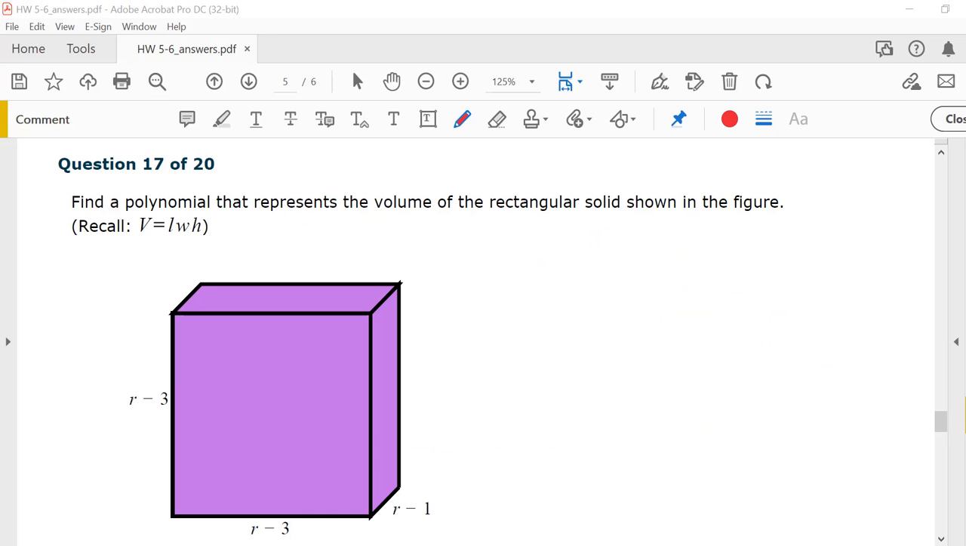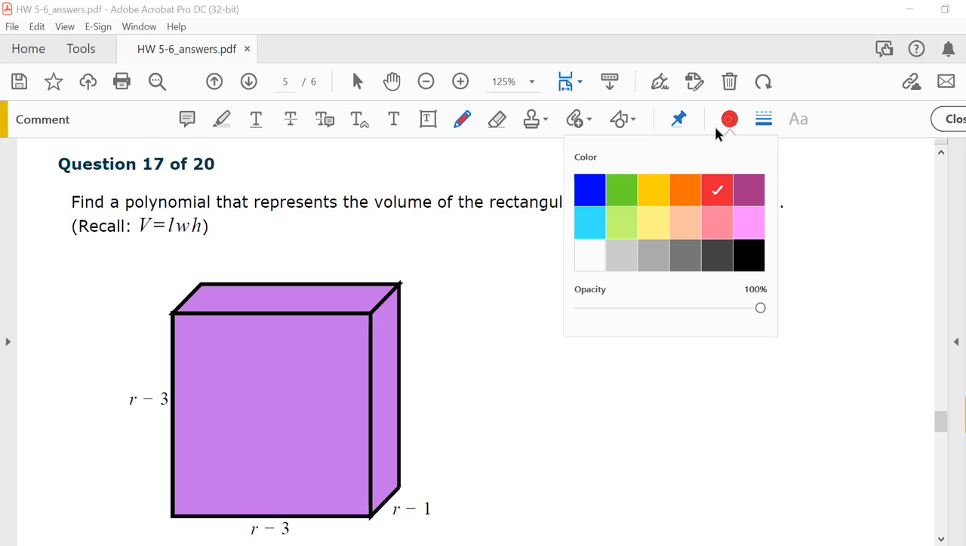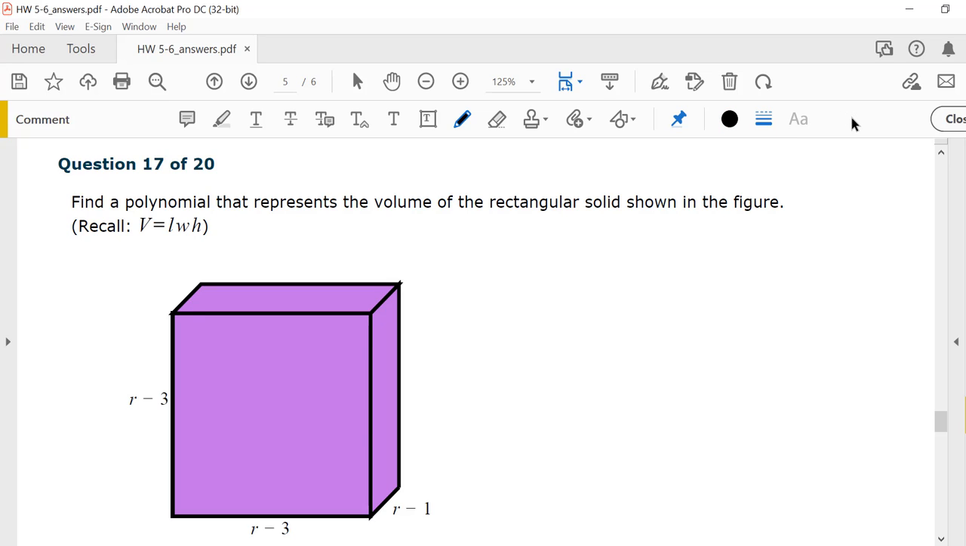Number 17. Find a polynomial that represents the volume of the rectangular solid shown in the figure. Recall that the volume of a rectangular solid is length times width times height. So I want to do length times width times height. Here's the length, which is r minus 3, times the width, which is r minus 1, times the height, which is r minus 3. And I need to take 2 of these at a time.